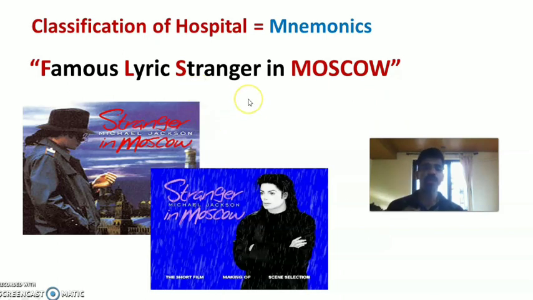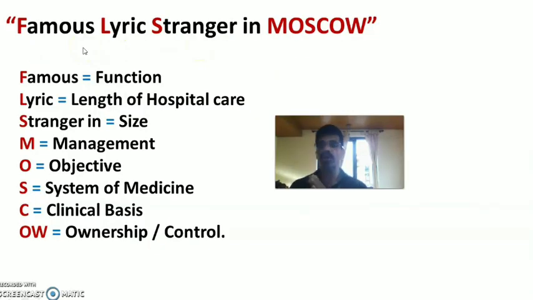I have made a mnemonic to understand the classification of the hospital. The mnemonic is the famous lyric Stranger in Moscow. Actually, Stranger in Moscow is one of the most important songs of Michael Jackson. If you have time, you can listen to this particular, one of the most famous songs of Michael Jackson. So let us expand the mnemonic, that is famous lyric Stranger in Moscow.